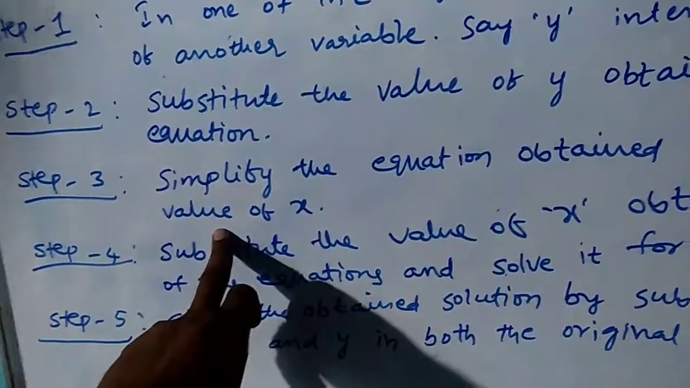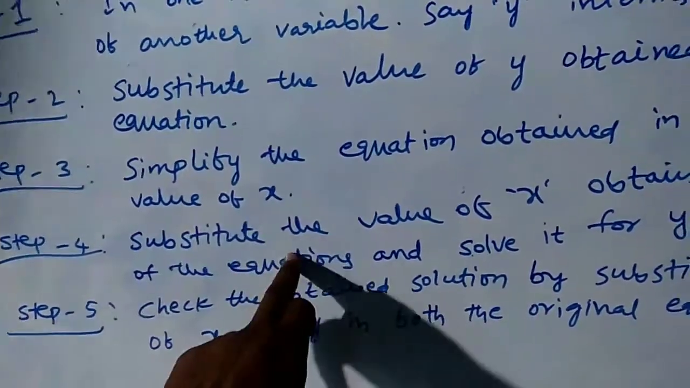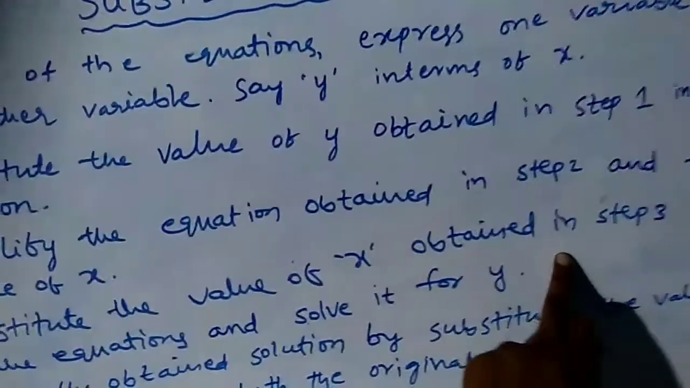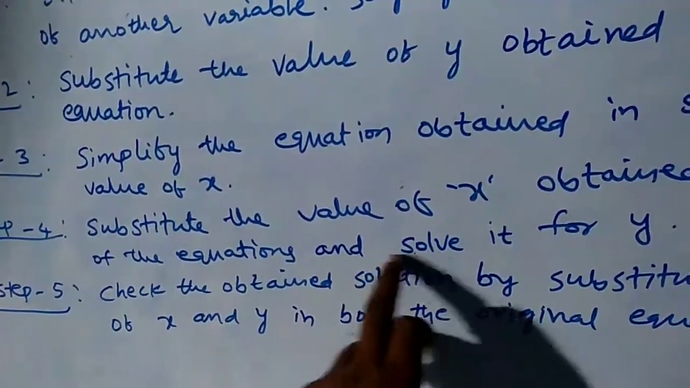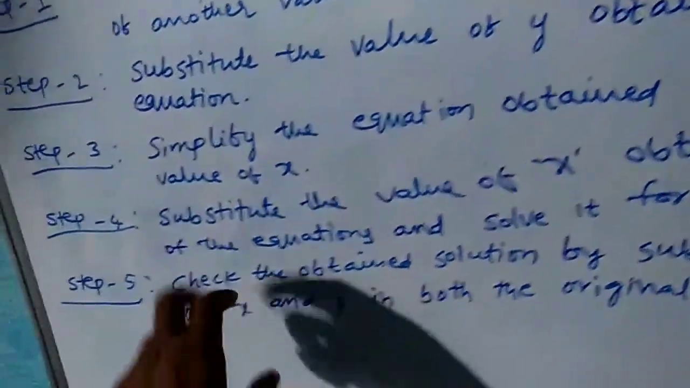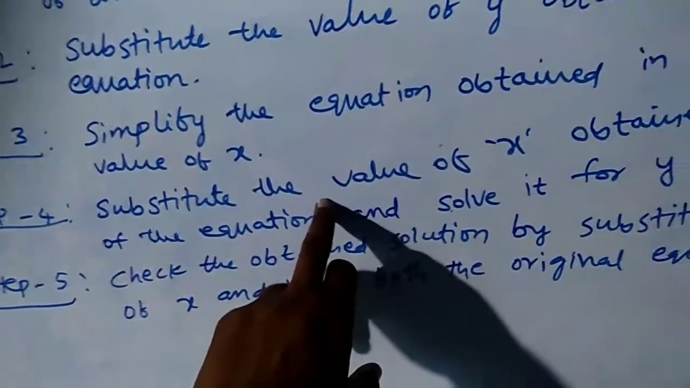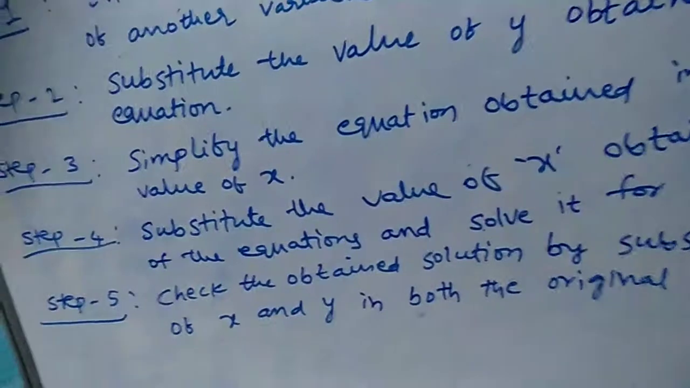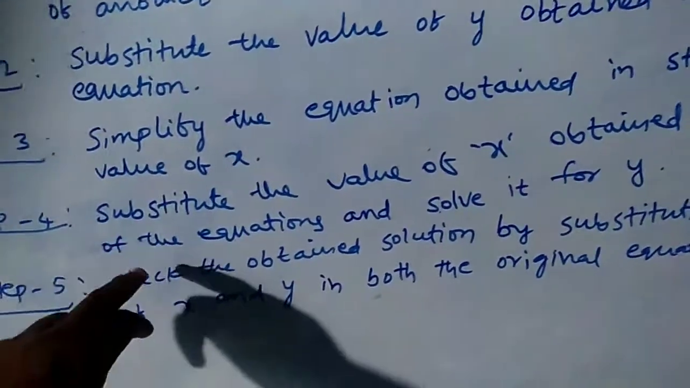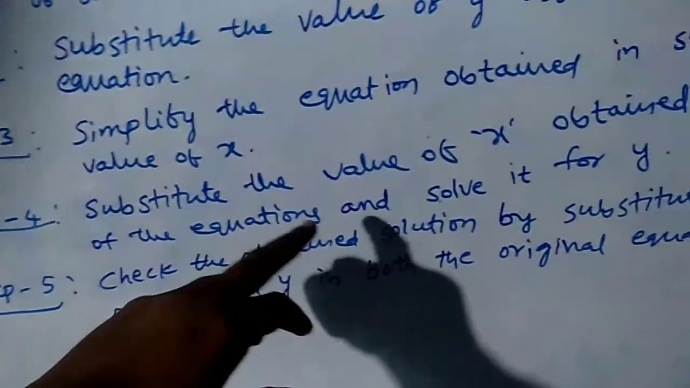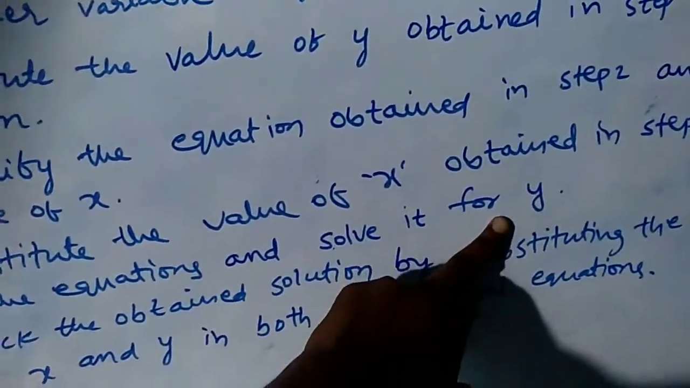Step 4: substitute this value of x obtained in step 3 in either of the equations and solve it for y. So we have to substitute the value of x in either of the equations, that means in the first equation or second equation, then we get the value of y.